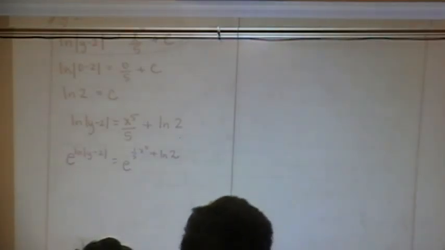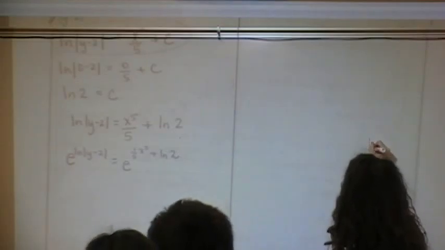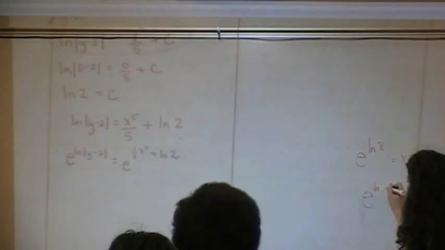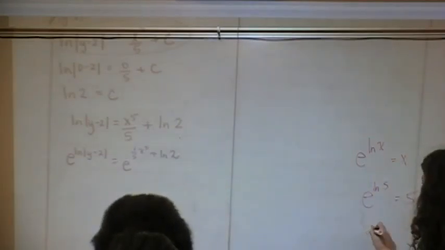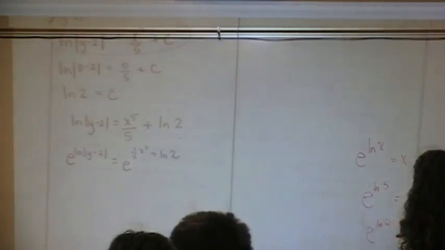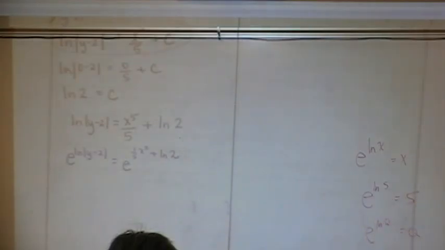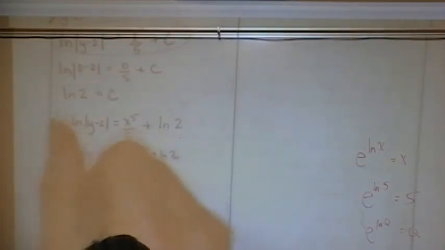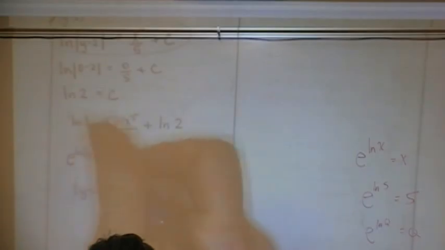There is a property of exponentials and logarithms, which remember are inverses of each other, that says this: e to the natural log of x equals x. So e to the natural log of 5 would equal 5. e to the natural log of q would equal q. So in this case, that gets rid of the natural log and makes this on the left-hand side absolute value of y minus 2.